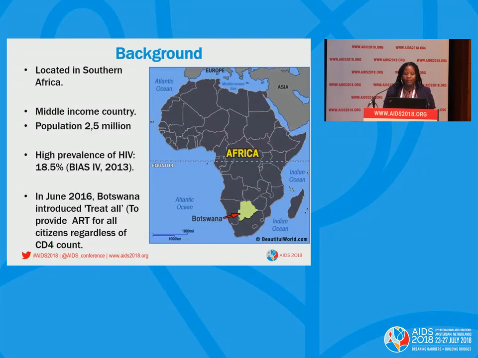Botswana is located in Southern Africa. It's a middle-income country with a population of around 2.5 million. There's a high prevalence of HIV, 18.5%. Botswana has one of the progressive ARV programs in the region. And in June 2016, the country introduced Treat All. Through Treat All, ART is provided to all citizens of Botswana, irrespective of CD4 count.